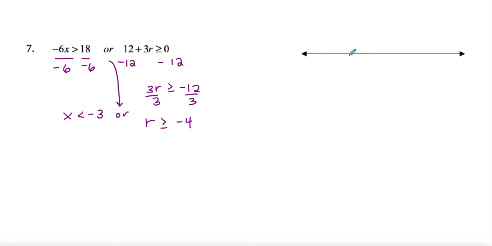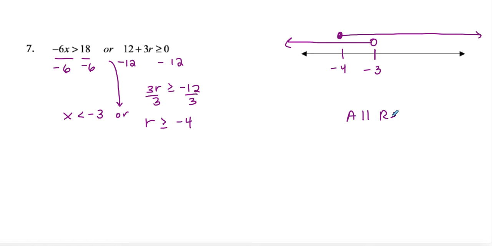All right, so I'm going to go to graph that. And here we've got -4, and I want greater than. And I've got x is less than -3. That's actually over here. Okay, so now if this is an or inequality, it actually covers every single number. Every single number on the number line would satisfy either of these equations. So this is a scenario where we have all real numbers.